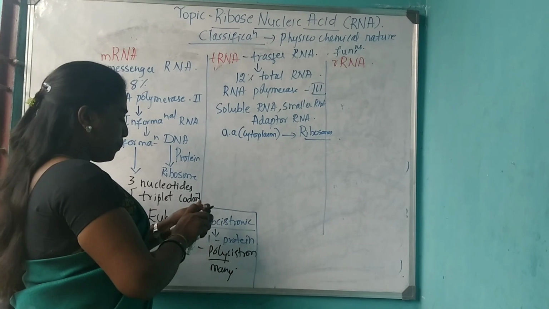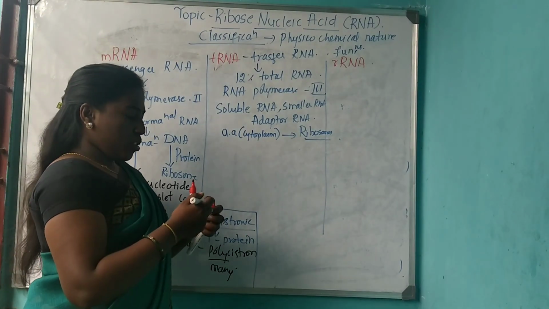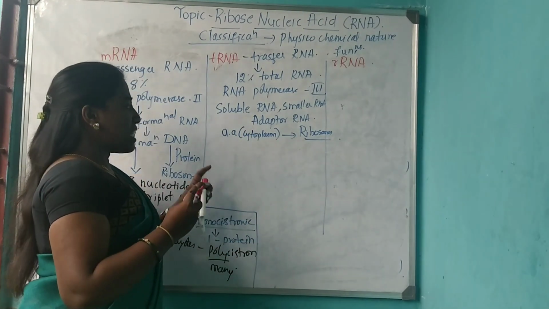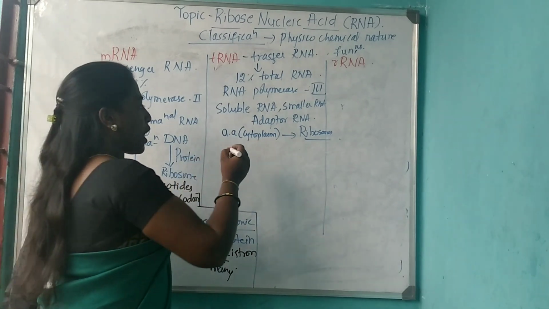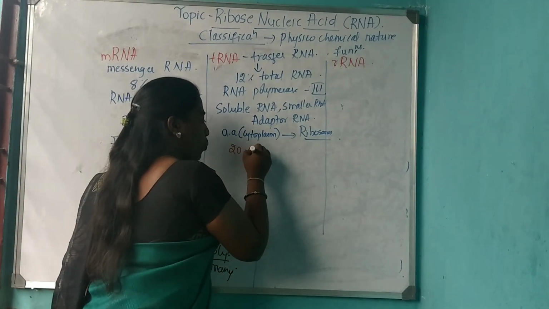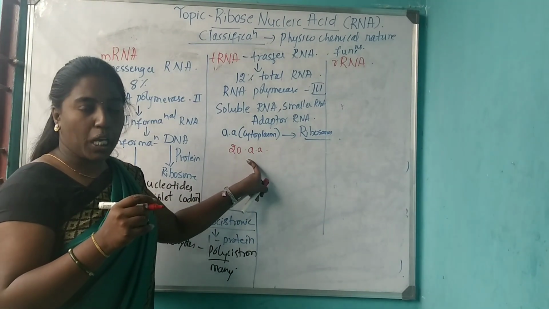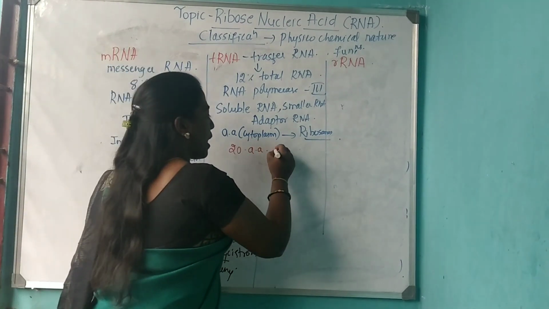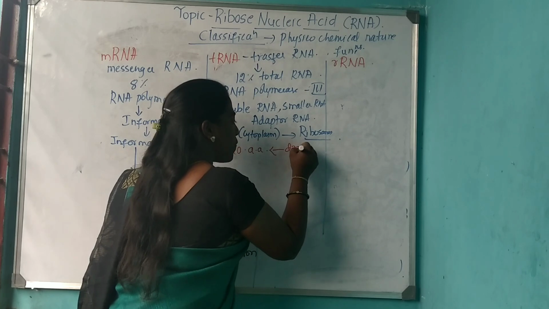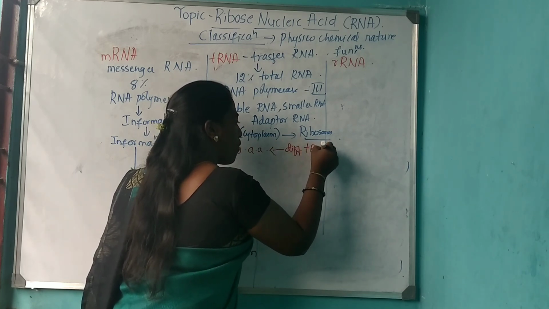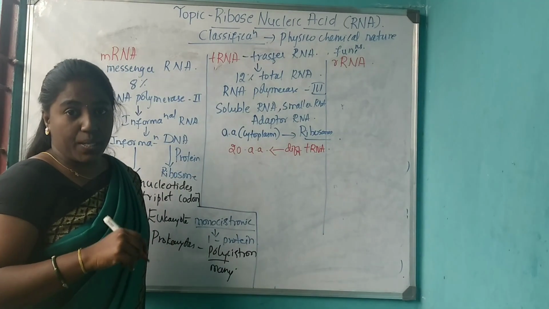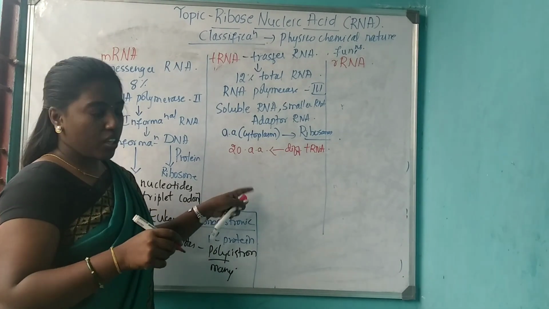As we know, in protein synthesis 20 different types of amino acids are involved. To carry these 20 different types of amino acids, different types of tRNAs are found in the cytoplasm. Is it clear, students?